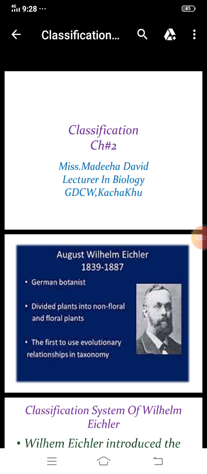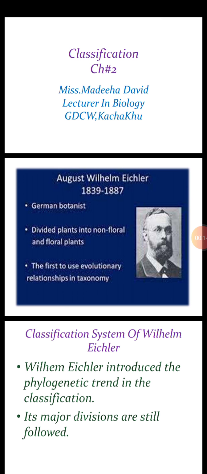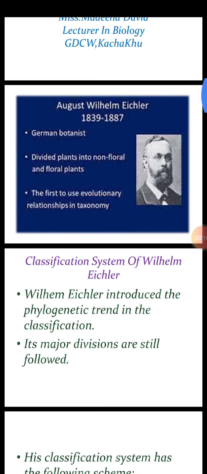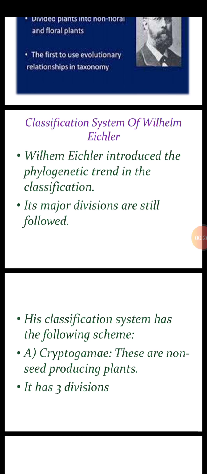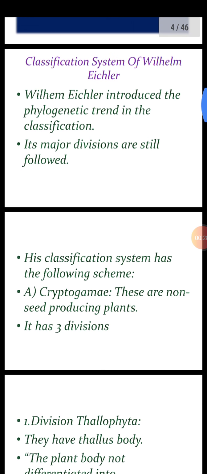In Botany, chapter number 2, Classification, you will learn about the classification system of Wilhelm Eichler. His picture is shown. He was a German botanist and showed evolutionary relationships in taxonomy. Wilhelm Eichler introduced the evolutionary phylogenetic trends in plant classification. Its major divisions are still followed. His classification system has the following scheme.